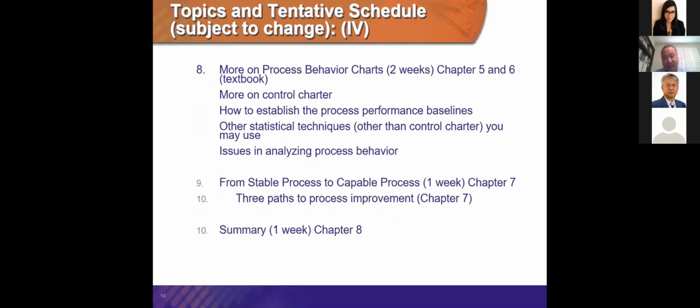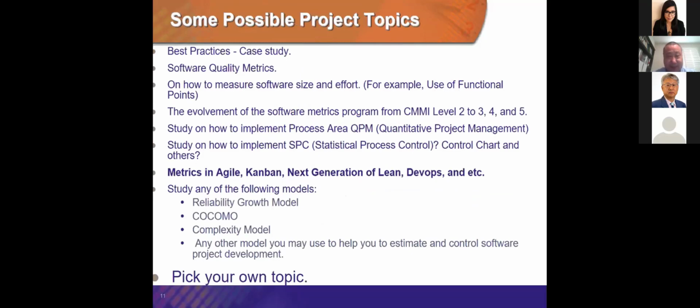Okay, so we're going to talk about the concept of a stable process, so you can quantitatively understand the past, quantitatively control the present, and quantitatively predict the future, okay? And also how we go from a stable process to a capable process. So this is dealing with going from level 4 in CMMI to level 5. So that is what, in terms of specific subject, we're going to cover.